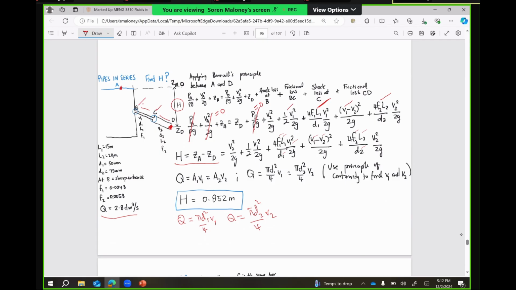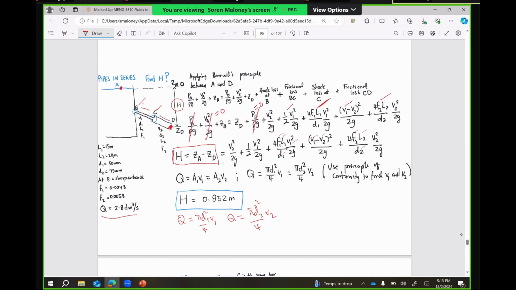Any questions here on this one? Dr. Maloney, I'm trying to see how you rearrange the equation. You're given all the variables. I see where H equals ZA minus ZD. Yeah, and that's what we're trying to find. We are trying to find H. Yes. And then you're giving all the variables to the right side of it.